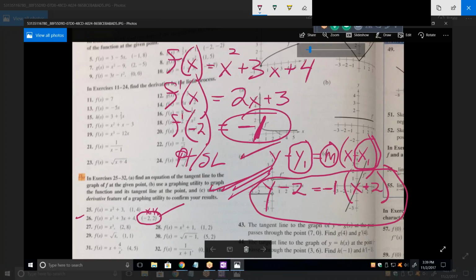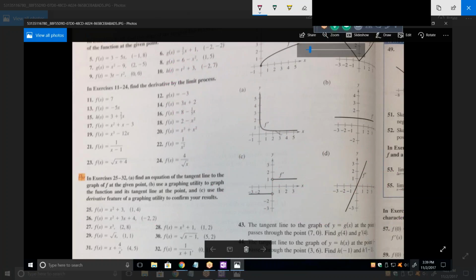Let's do one more. We can go on to the product rule, I think. Okay. All right.